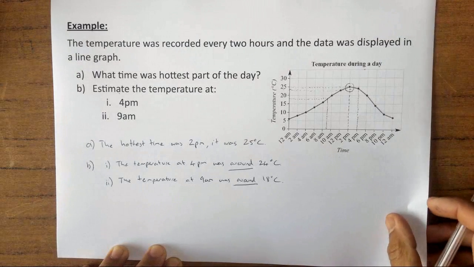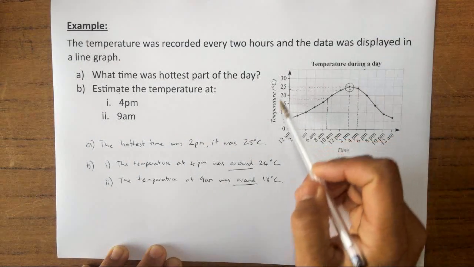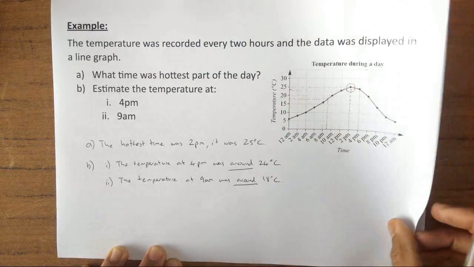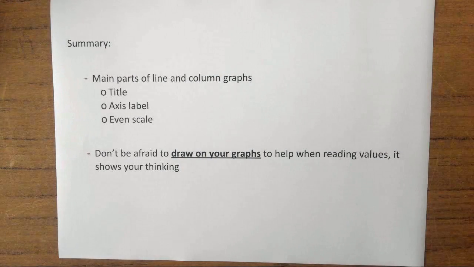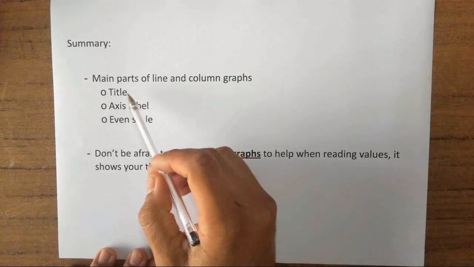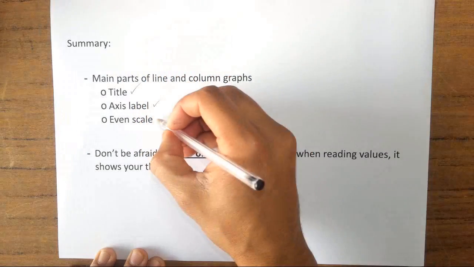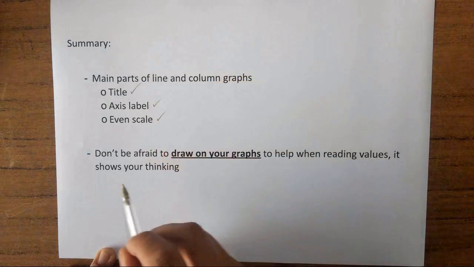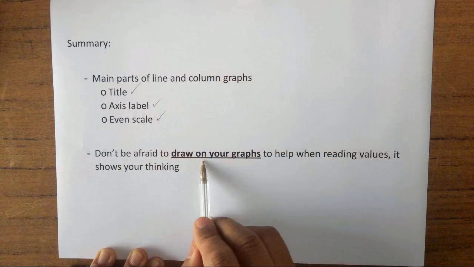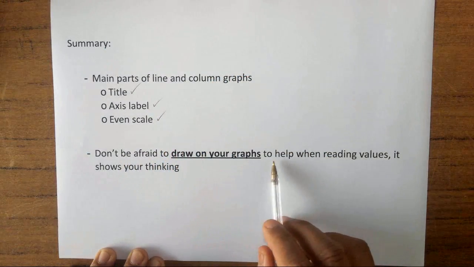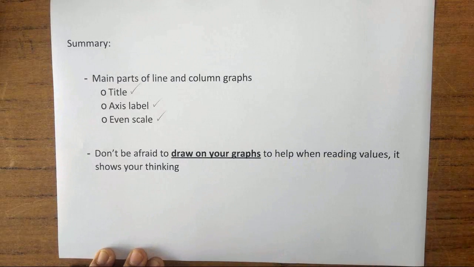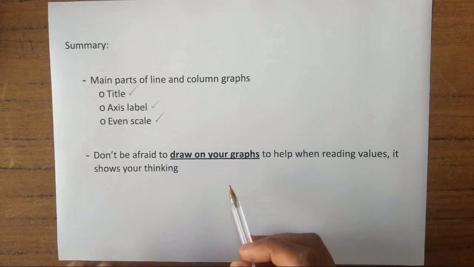Now the main thing here is that I've drawn all over this graph, and that's exactly what we want you to do. So as part of our summary, we know that there are 3 main things. We should have a title, we should have axes labels, and we should have an even scale. And the last thing is, don't be afraid to draw on your graphs. This will help you when you're reading the values, and it actually shows you your thinking.